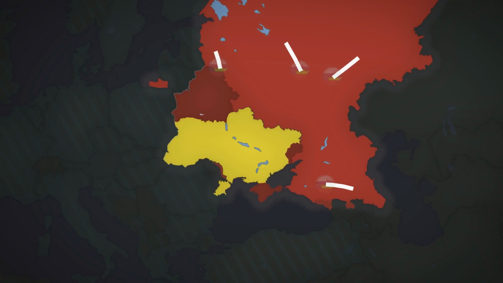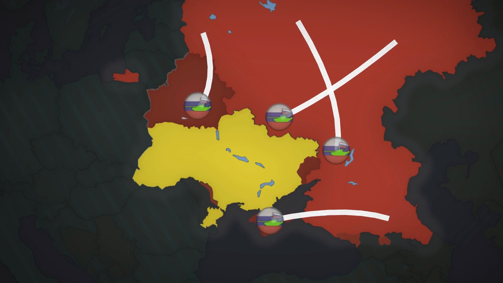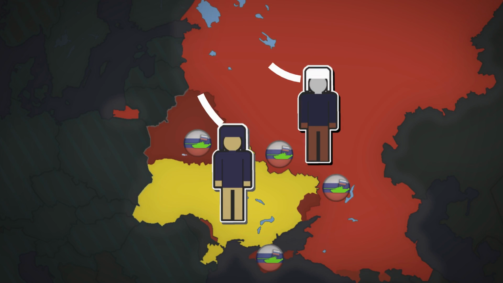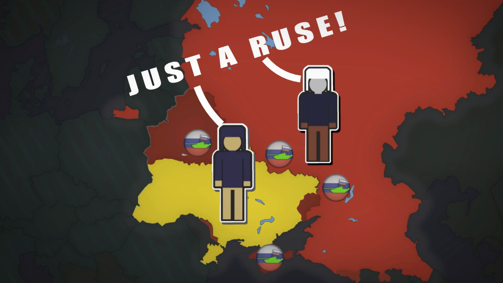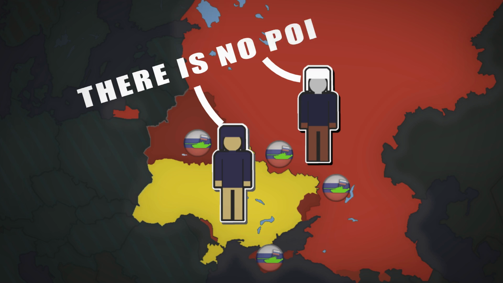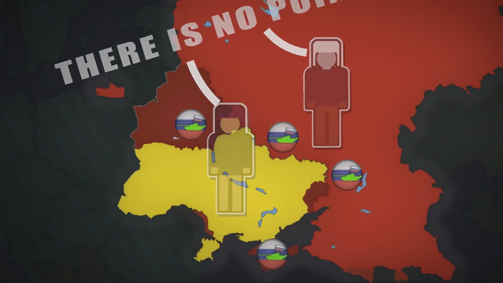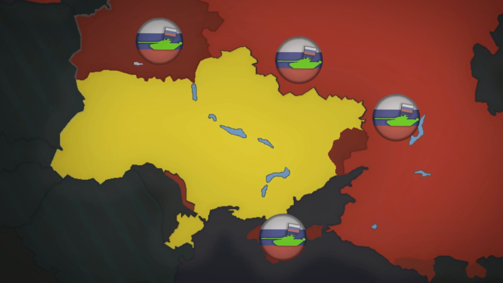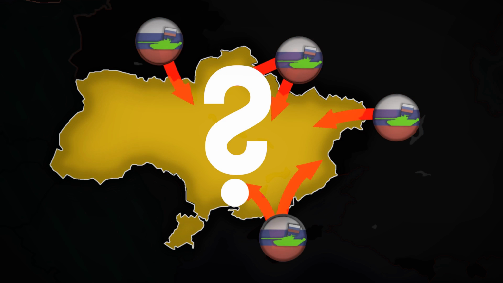Early 2022. Russian forces are building up on Ukraine's border. Both in Ukraine and Russia, people think that this is a ruse, because invading Ukraine would not be a rational move. Still, on February 24th, the invasion is launched. So, why did Russia invade?